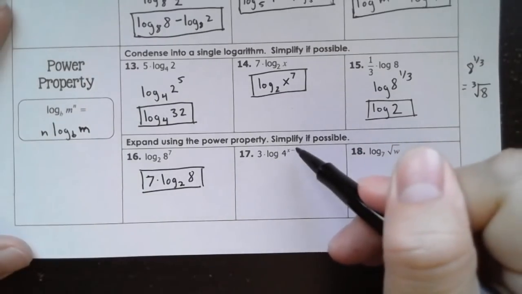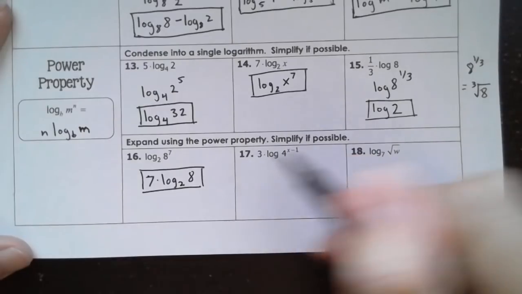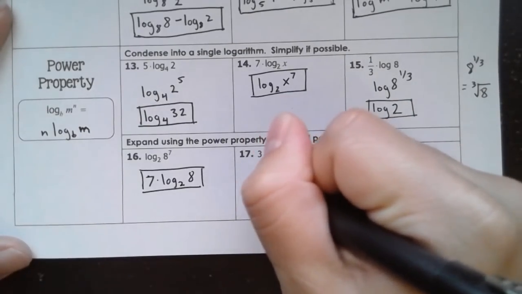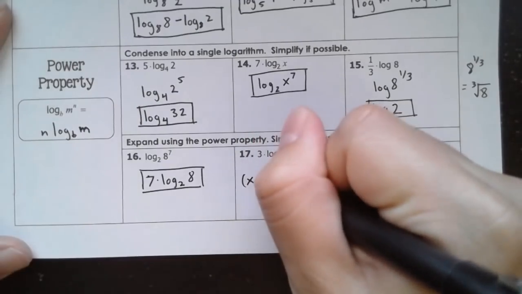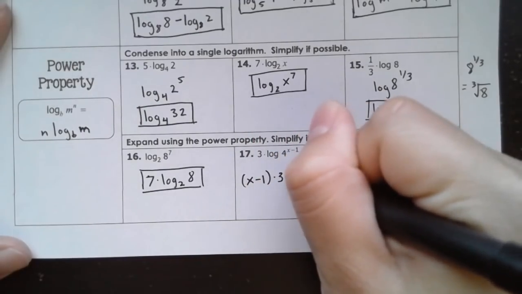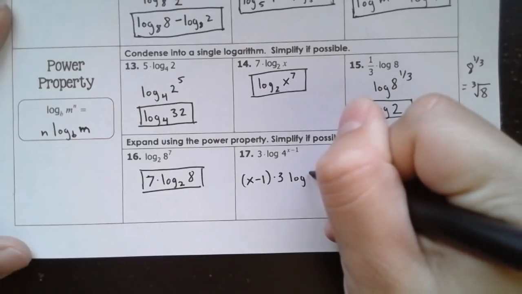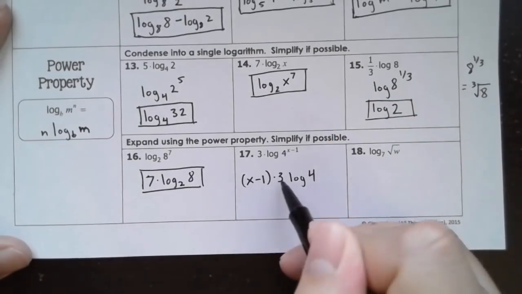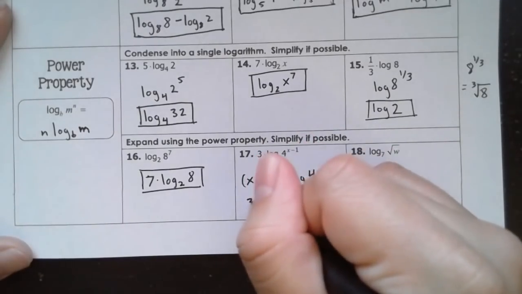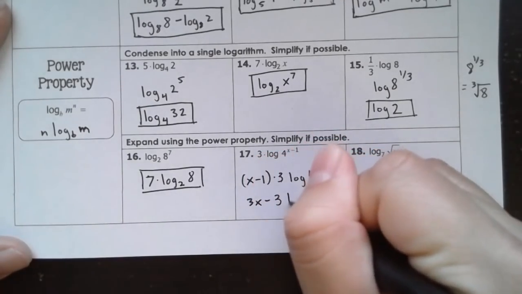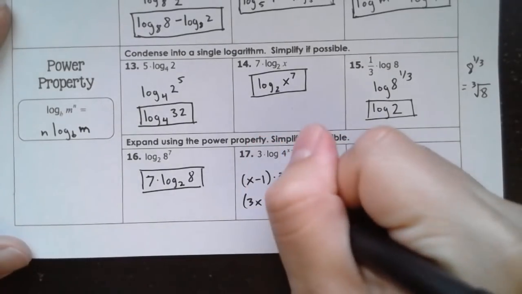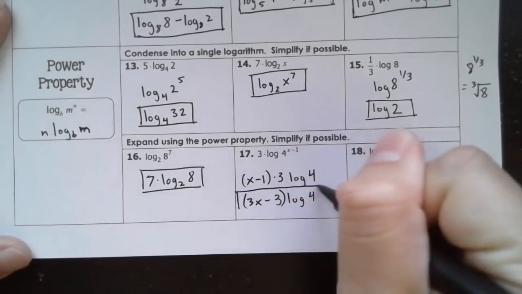For this one, I already have a 3 here in the front, but it still works the same way. We can move this over to the front and then simplify anything we need to do. So I get x minus 1 times 3 times log of 4, and then right here in the front I can distribute the 3 into both terms, so I get 3x minus 3 times the log of 4, and then you can put parentheses, and we're done.